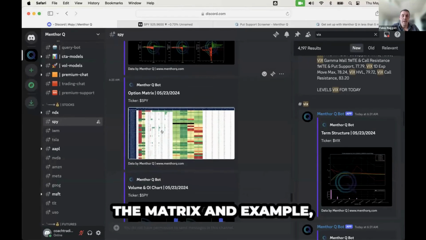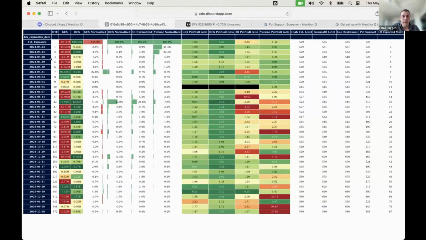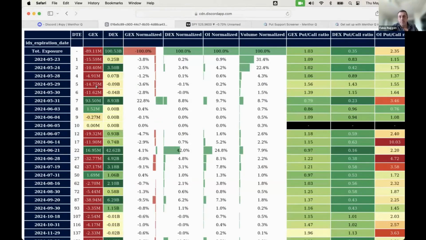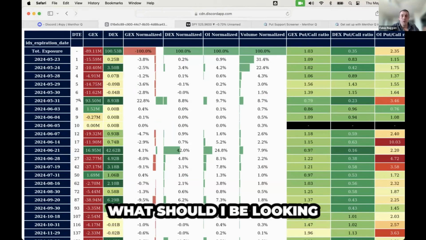We also want to look at the matrix. I'm going to give you a really nice trick. The matrix is really simplifying the option chain, right? The option chain is very complicated. Maybe you don't want to know everything about the option chain, but maybe you want to know the key point, which is, I'm doing a 7-day trade. What should I be looking for? What is the market doing in those 7 days? So we simplify this for you.